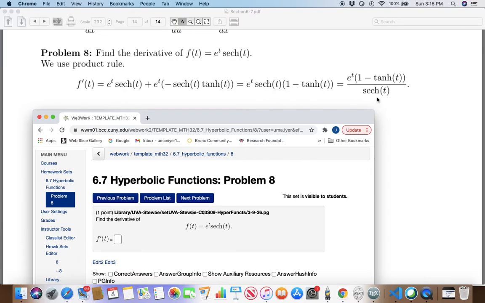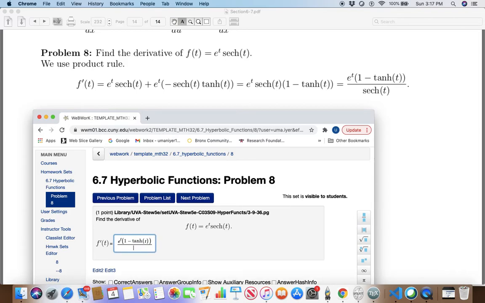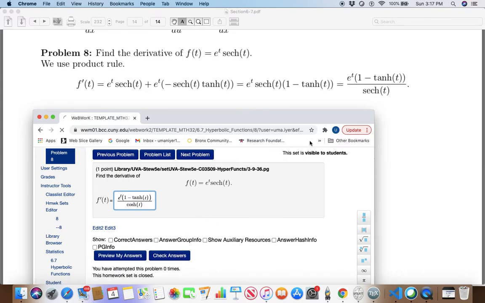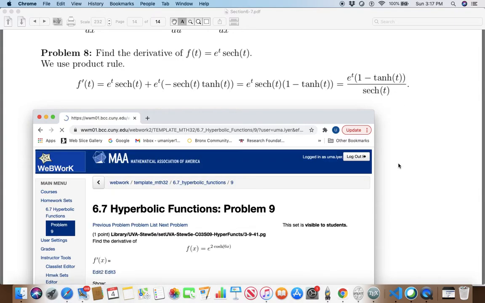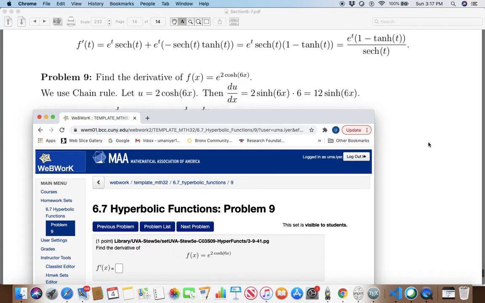Notice sech is nothing but 1 over cosh. So this should be e^t times (1 minus tanh t) over cosh t. I have to fix that. It should be cosh in the bottom. So sech is 1 over cosh.